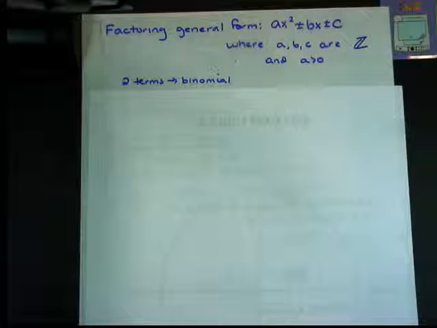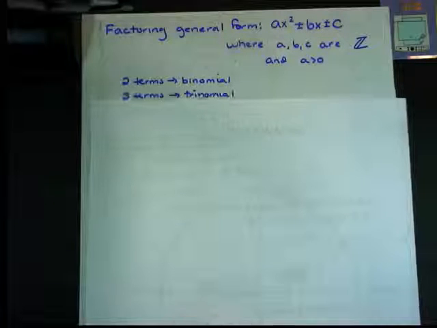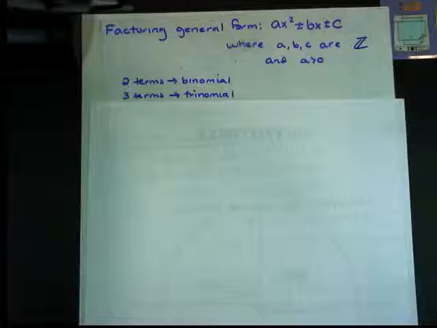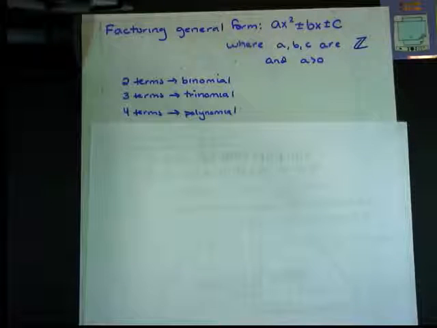We do have a way of factoring two terms. If it is two terms, it's called a binomial. We can do three terms. Three terms is a trinomial. And we can do more terms, and anything more than that we just call a polynomial. Binomial, trinomial, and then anything else is just called a polynomial. Bi means two, so that's why it goes with two terms. Tri means three, and poly means many.